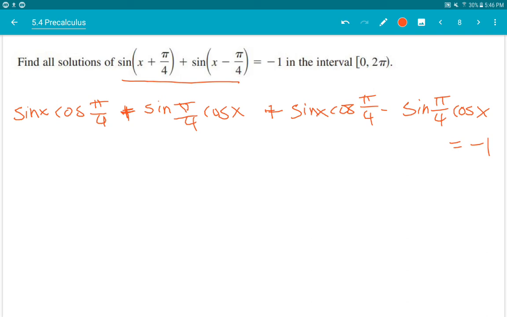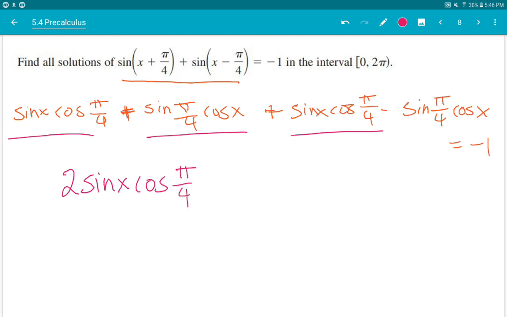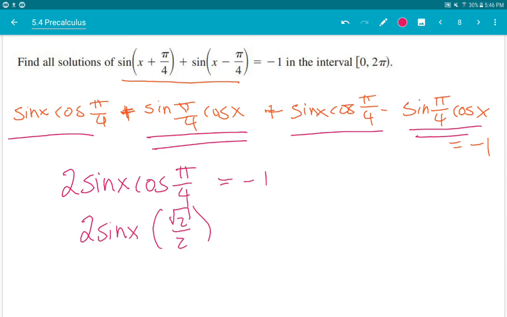Okay, so now looking at your like terms here, what do they share in common? We have sine x cosine pi over 4, sine x cosine pi over 4, so that's going to give me 2 sine x cosine pi over 4. Okay, these cancel, so this is equal to -1. What's the cosine of pi over 4? Well, that's 2 sine x times radical 2 over 2 equals -1. All right, so these two can multiply together here, so that's going to give me radical 2 sine x equals -1.